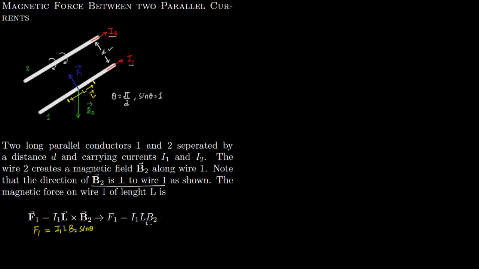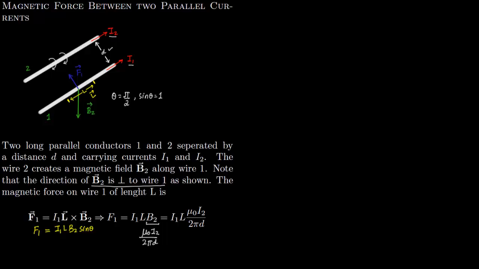Now our first application of Ampere's law was about a current carrying wire and its magnetic field, and we found out if the wire is carrying current I2, the magnetic field at distance d is given as mu naught I2 divided by 2 pi d. So this was the magnetic field at distance d from a current carrying wire I2.